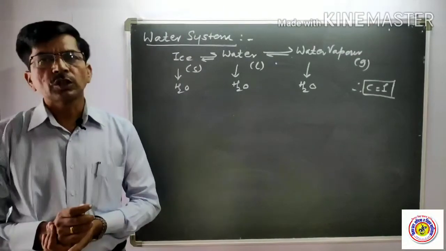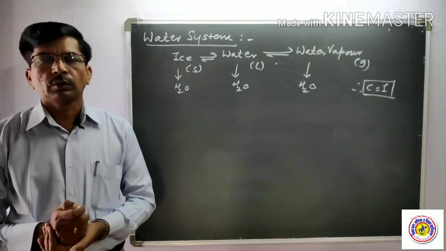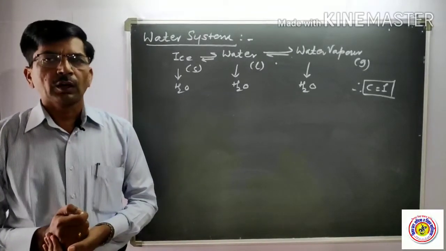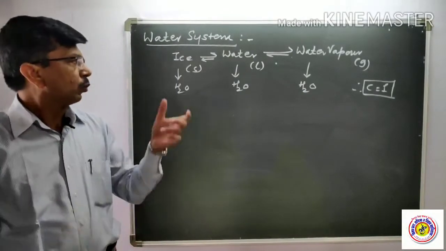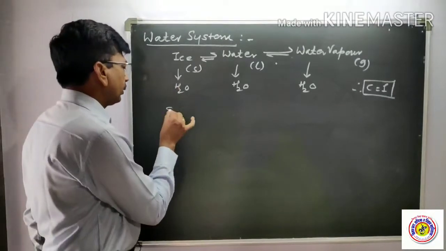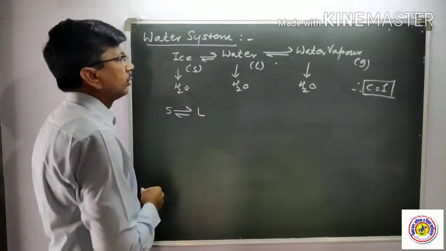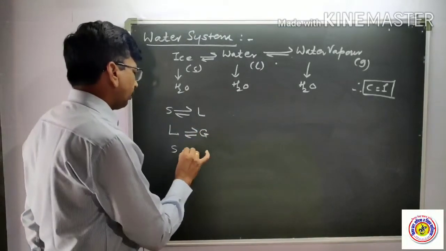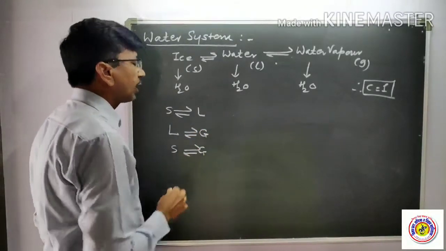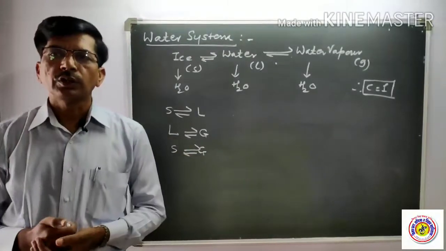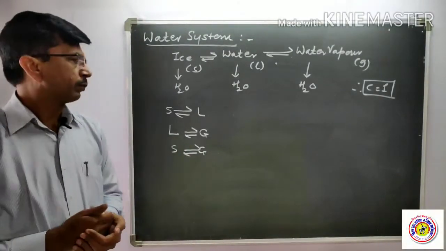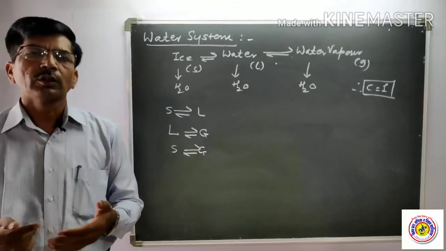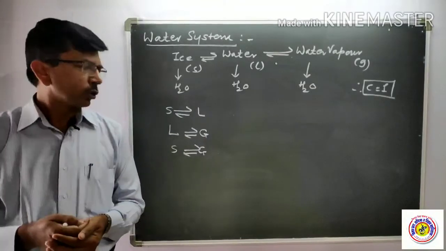Now in this system, there are 4 equilibria: 3 stable equilibria and 1 metastable equilibrium. The 3 equilibria are the equilibrium between solid and liquid, the equilibrium between liquid state and gaseous state, and the equilibrium between solid state and gaseous state. The 4th one is the metastable equilibrium. In each equilibrium there exist 2 phases.